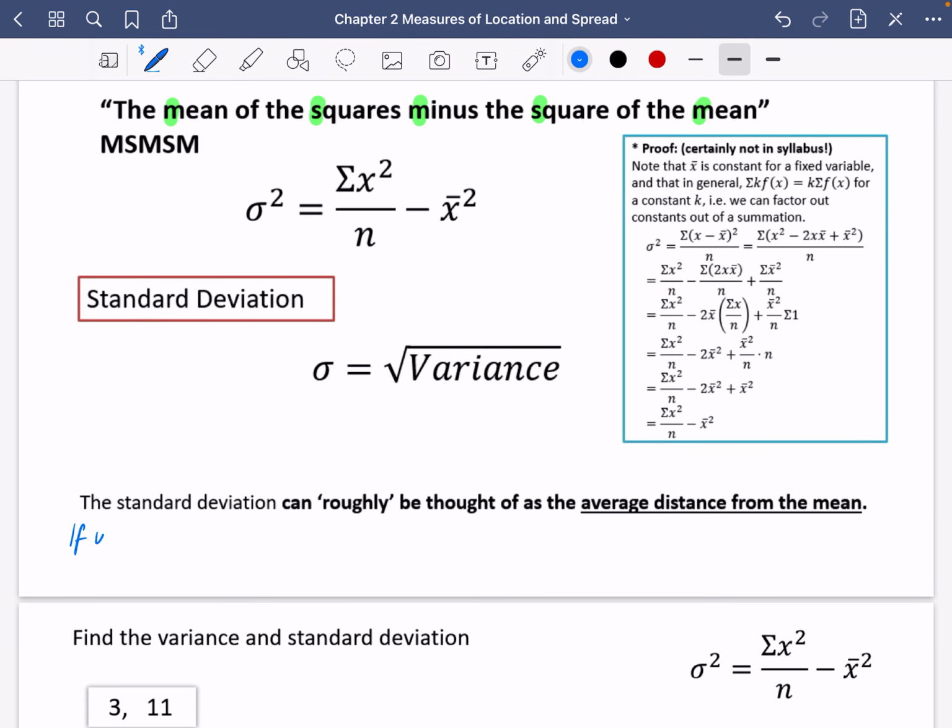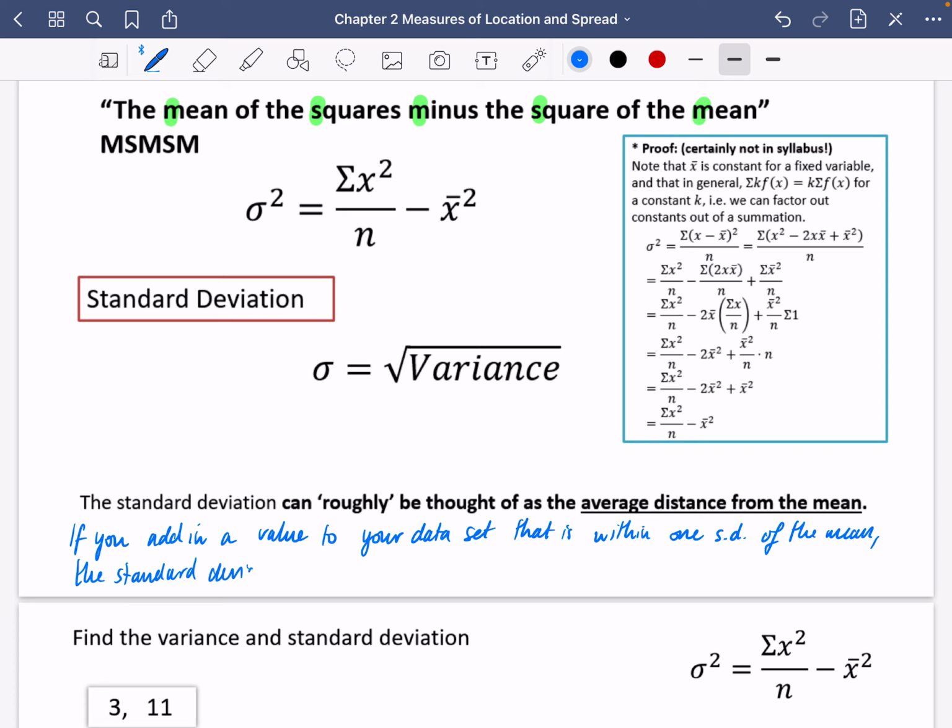If you add a value to your data set that is within one standard deviation of the mean, the standard deviation will, what do you think, increase or decrease? It's going to decrease. And I'm going to put in brackets, and vice versa.